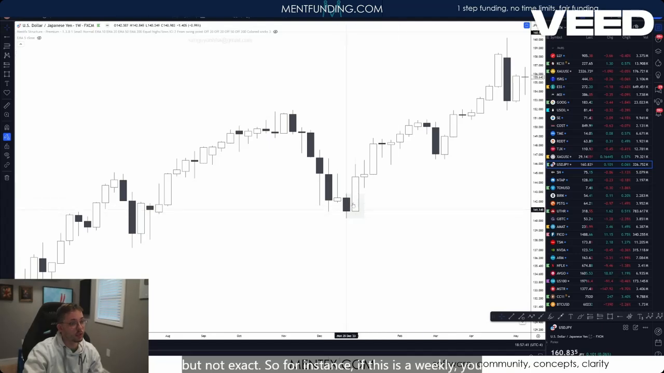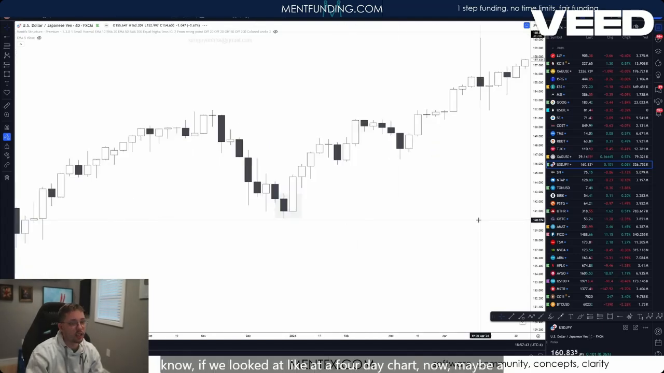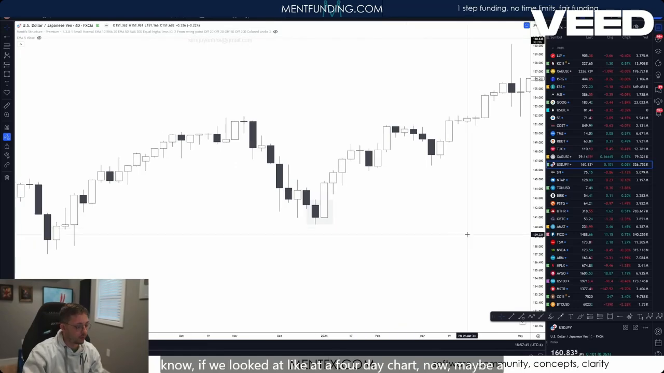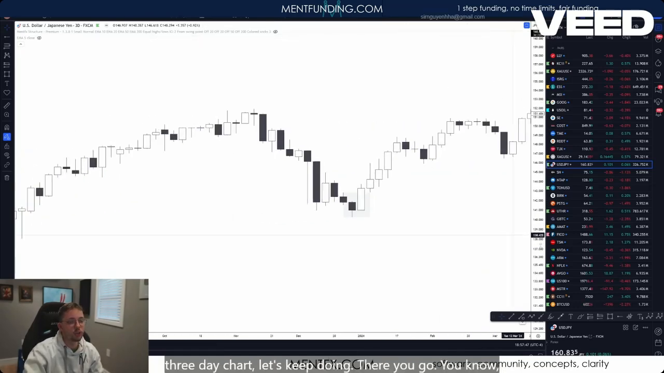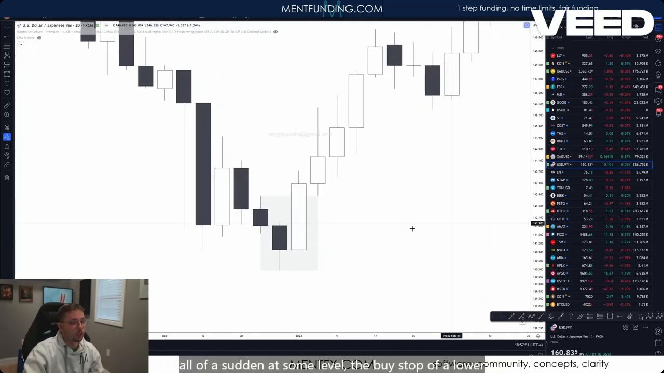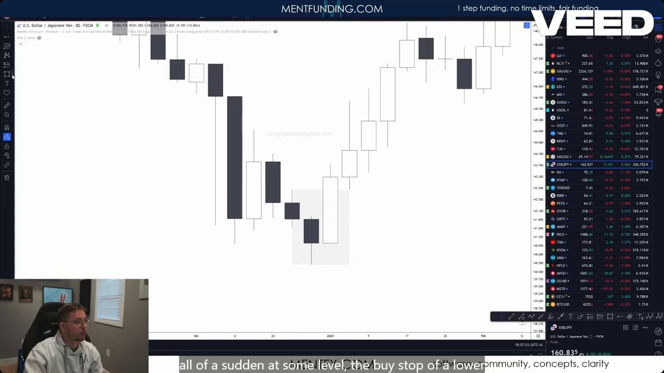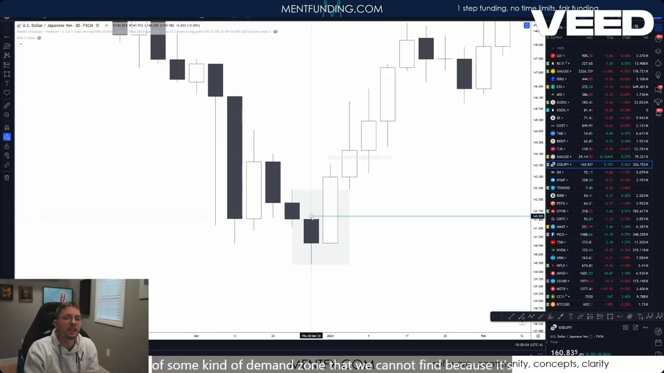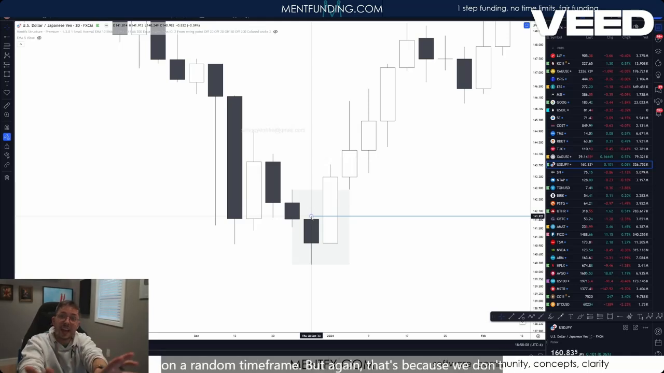So for instance, if this is a weekly, if we look at a 4-day chart, no, maybe a 3-day chart, let's keep doing, there you go. You know, this is perfection in regards to what we just did, right? So all of a sudden, at some level, the buy stop of a lower time frame mitigation block or MB might just become the buy stop of some kind of demand zone that we cannot find because it's on a random time frame. But again, that's because we don't think in time frames.